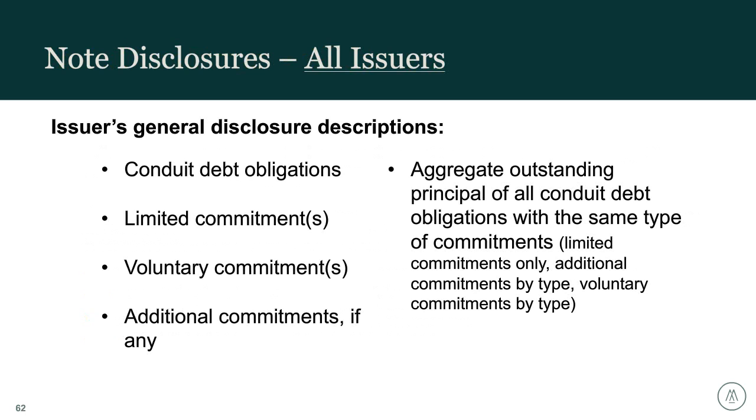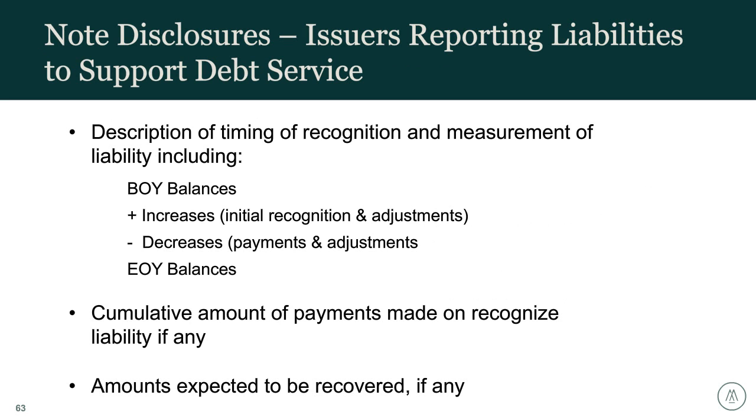In terms of note disclosures, here are the types of things to disclose. Under Statement 91, these are disclosures for everyone that has conduit debt issuances. Now, if you have additional commitments to disclose, these are the types of things you're going to report. There's going to be a new roll forward on the beginning and ending balances of your conduit debt, and then the ins and outs that occurred during the year.